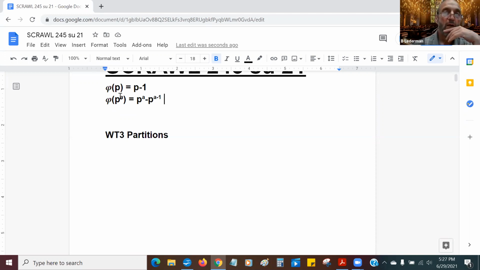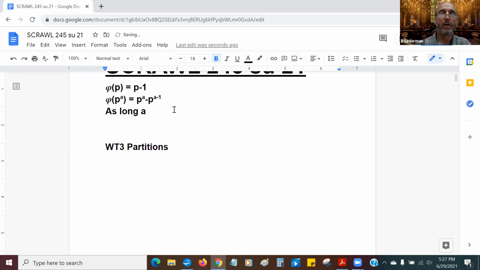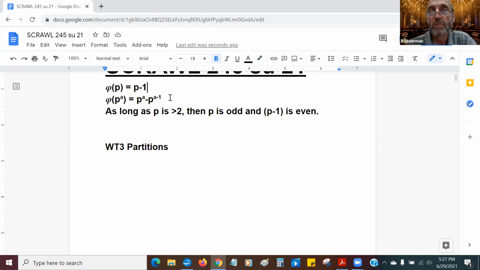But my point is that as long as p is greater than 2, then p is odd, and p minus 1 is even, which means these are all even numbers here. p minus 1 is even, and p to the a minus p to the a minus 1 is the difference of two odd numbers. These are all even numbers.